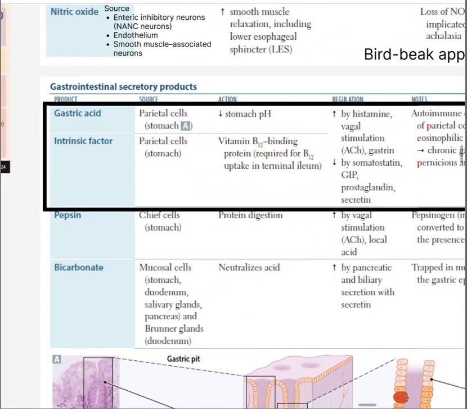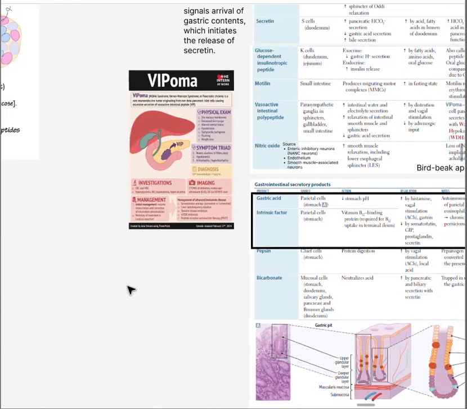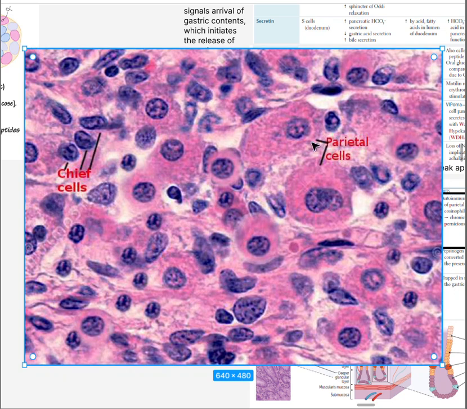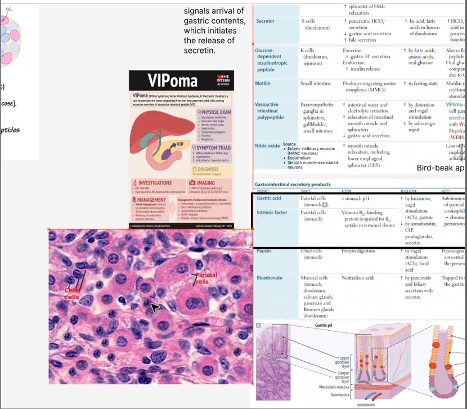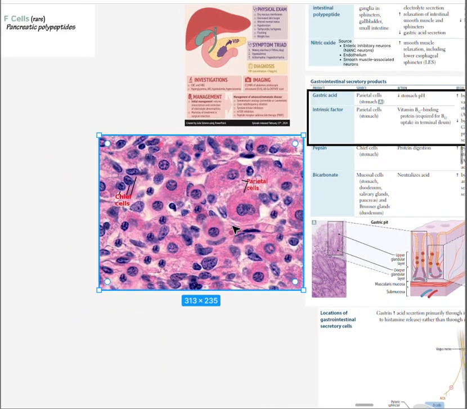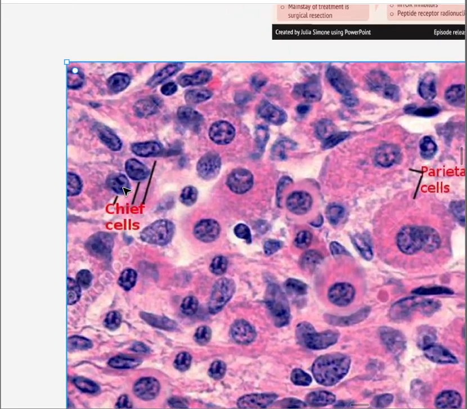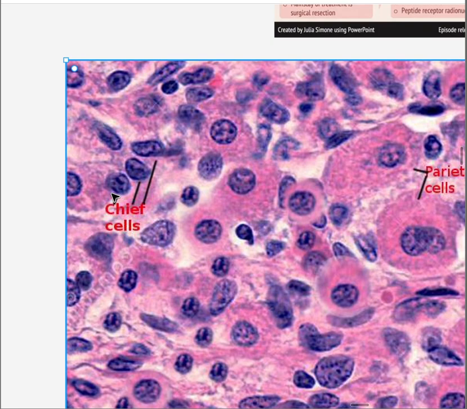We now move on to the intrinsic factor. Intrinsic factor is also released by the parietal cells, right? Let me show you the parietal cells and the chief cells here. So this is a really nice image. I'm going to put it here and show it to you. Can you look at these parietal cells here and these chief cells here? The parietal cells are secreting our gastric acid and intrinsic factor, and the chief cells are secreting the pepsin, right? Here, these are the chief cells and these are the parietal cells.